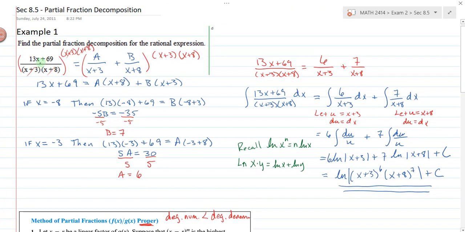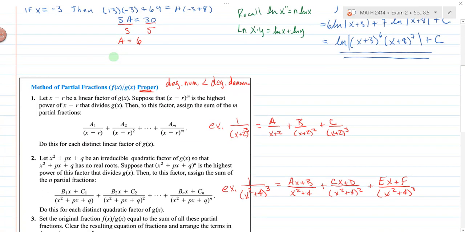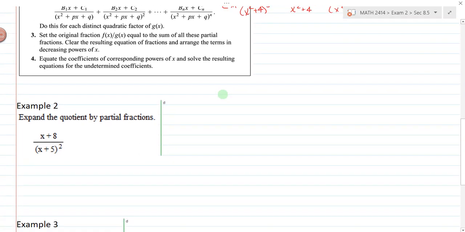We expanded this first, and then we multiplied both sides of the equation by the least common denominator, and what that did was it got rid of the fractions, so I just had an equation like this. And then I plugged in my numbers for x and solved for the variables. It's going to make more sense as we get into solving problems.